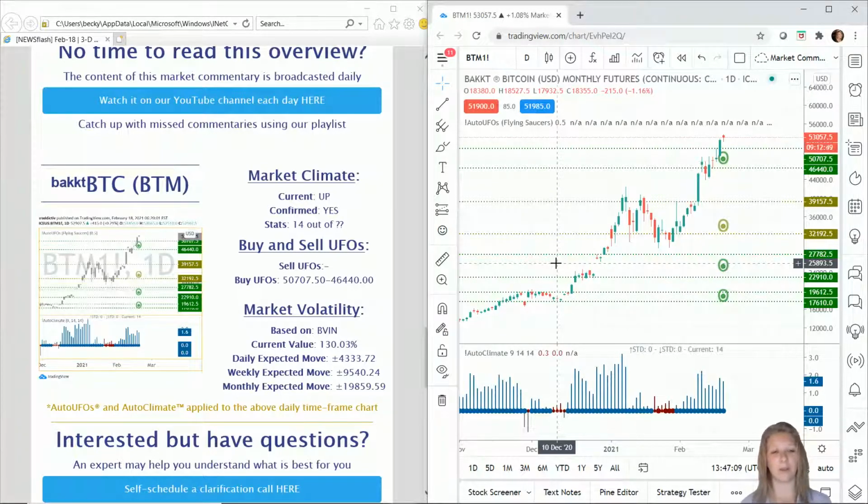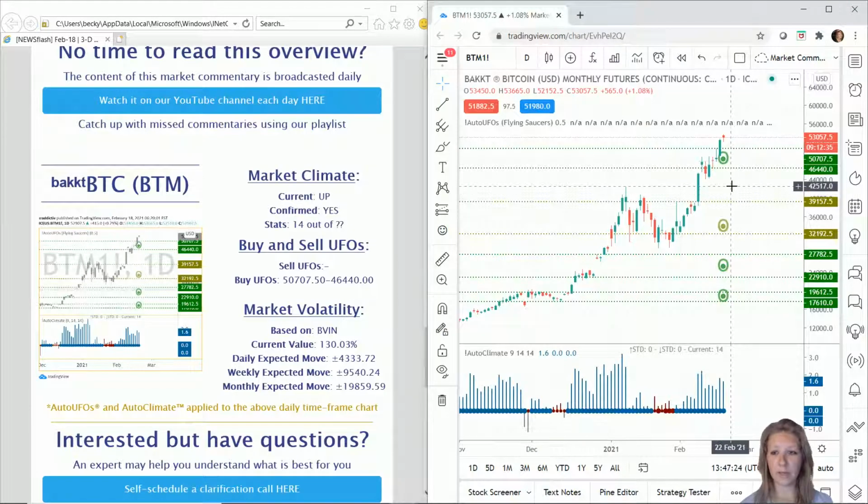So just bear that in mind, that we don't have statistics on this to really be probable one way or the other. When it comes to UFOs, again, no surprise, we have no sell UFOs. We're at all-time highs, or pretty much, so no sell UFOs above us. In terms of buy UFOs, the closest one is 5707.5 to 46440.0. So again, just underneath us there. So confirmed upwards climate plus buy orders just beneath us. Wouldn't be surprised to see it continue to the upside.